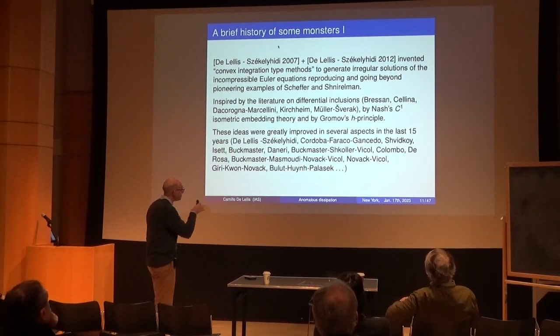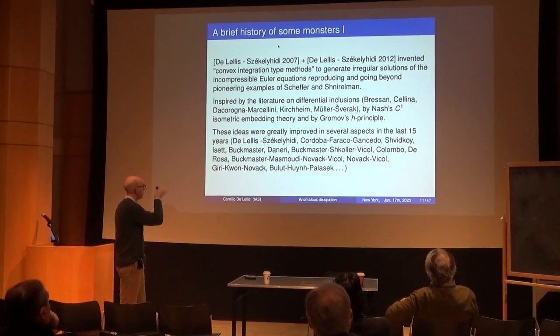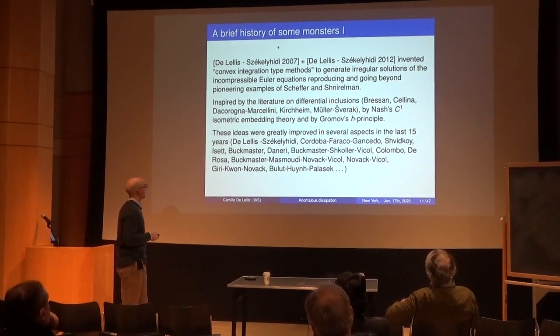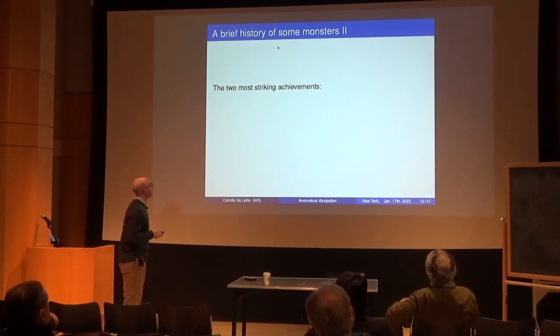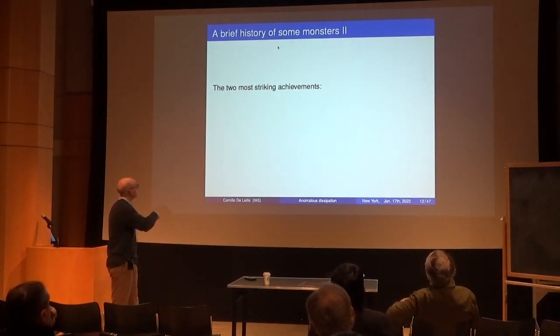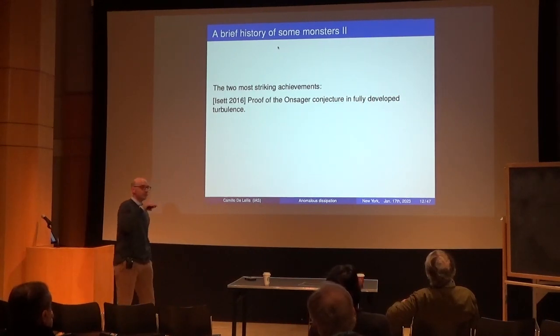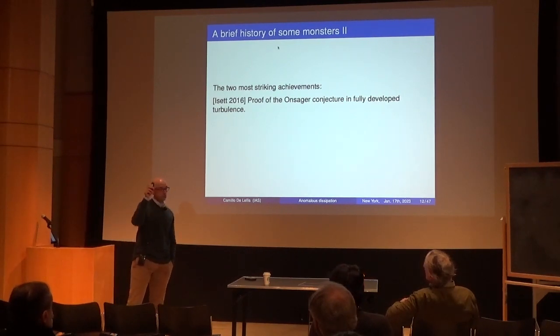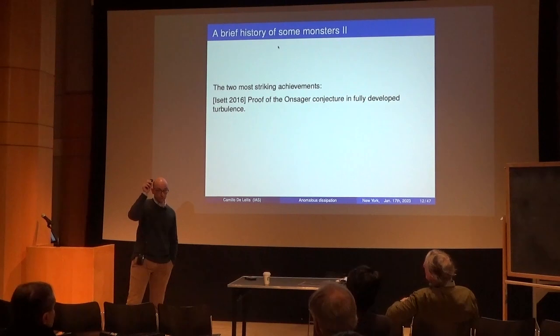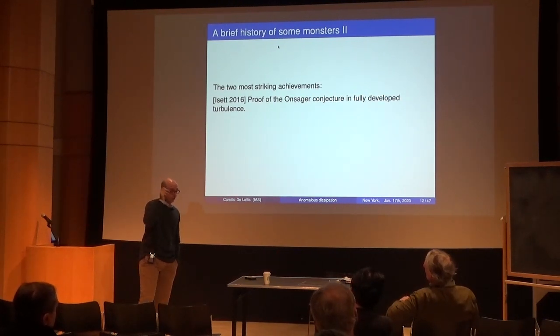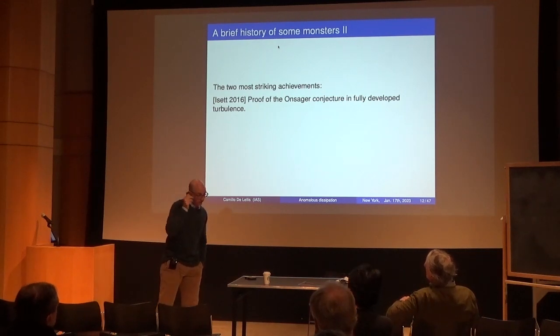These ideas were greatly improved in the last 15 years, and there is a whole bunch of people who worked on that. Let me tell you the two most striking achievements. First, the proof of the Onsager conjecture in fully developed turbulence. It tells you precisely that for a weak solution of Euler, there is a regularity threshold which allows that solution to possibly be dissipative. This regularity threshold is exactly the Hölder exponent 1/3, and this was conjectured by Onsager.